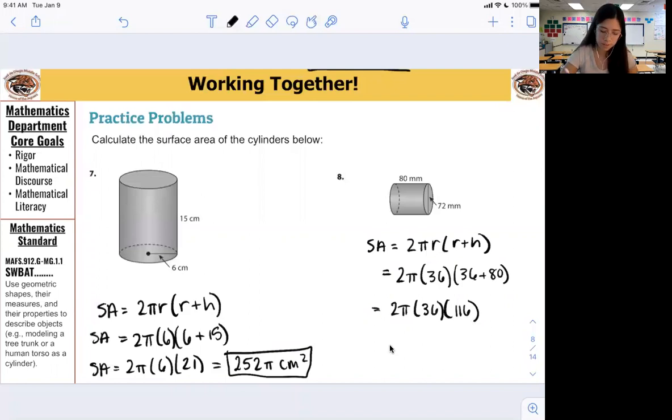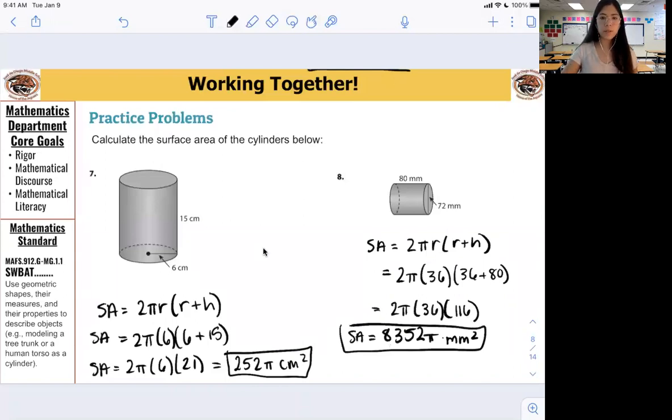Good. 8,352 pi. What are the units? Not centimeters, but good, millimeters. That's my surface area.